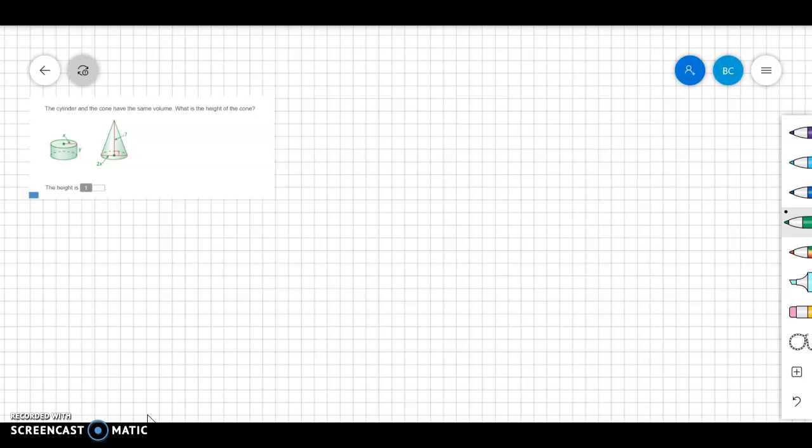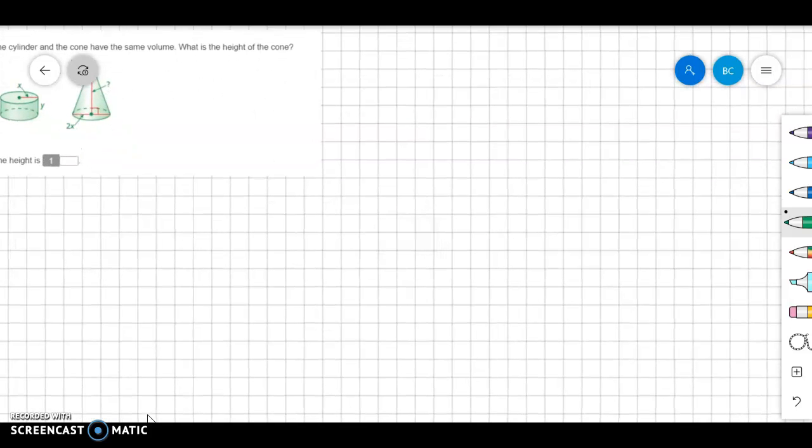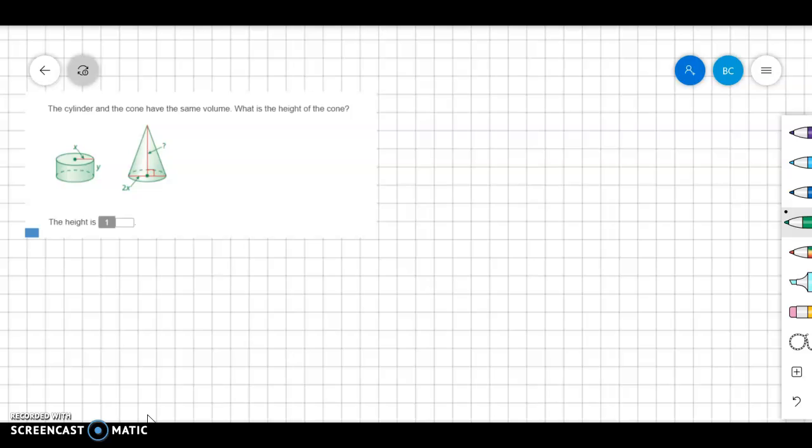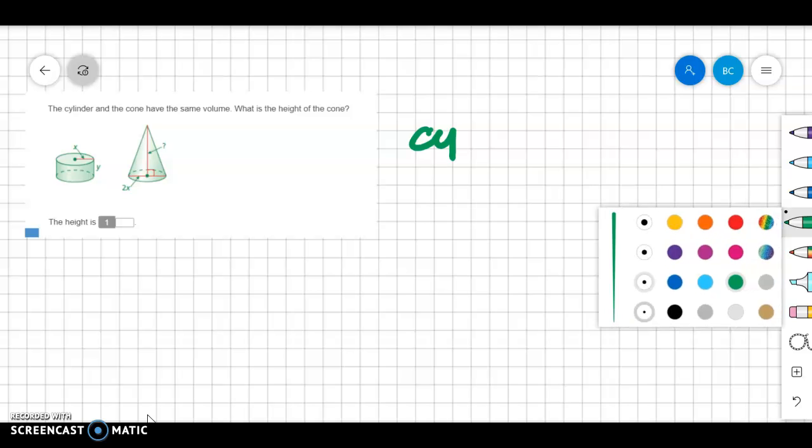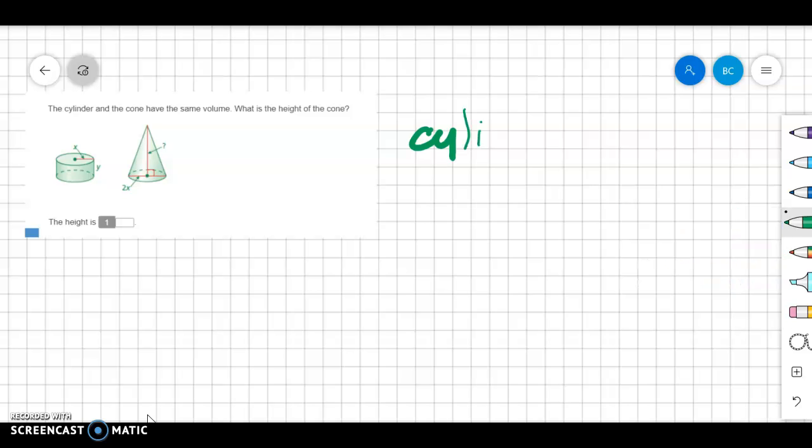And then finally, my last problem related to the volume of a cone is this problem. A couple of these problems are pretty difficult, but I want you to be able to go beyond just writing down the formula and calculating it. I want you to be really thinking about what you're doing. So this problem tells me that the cylinder and the cone have the same volume. So I'm going to start with making my pen thinner. So that the volume of the cylinder is equal to the volume of the cone.